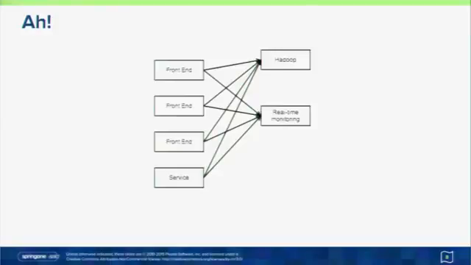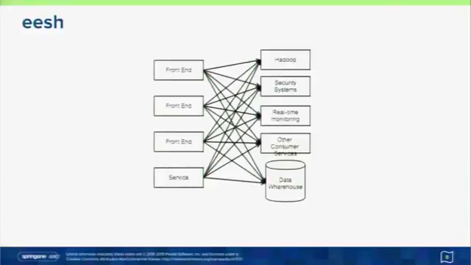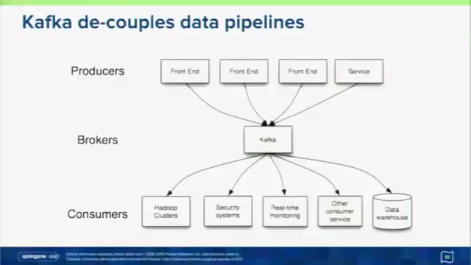That project went well, and now all of a sudden other people are getting in and saying, oh wait, we need that streaming data also. Let's put it into the security system so we can do auditing and intrusion detection. Let's get into the data warehouse so legacy systems can access it, and there are other consumer services that we want as well. You get into this N squared problem of very difficult ETL integration. And that's really where Kafka comes in. Kafka is all about decoupling data pipelines.